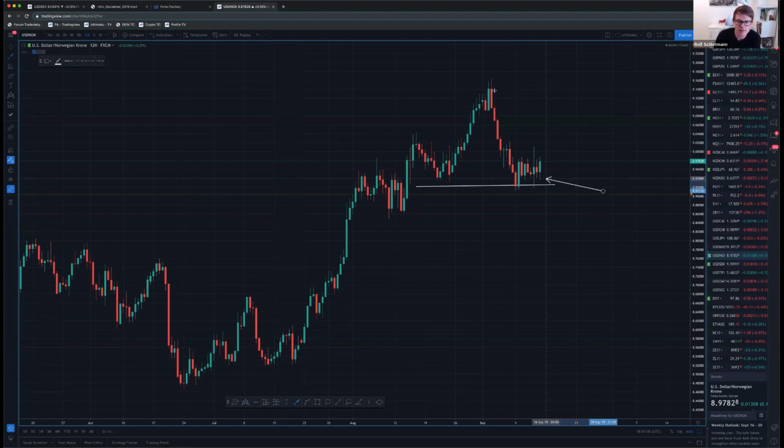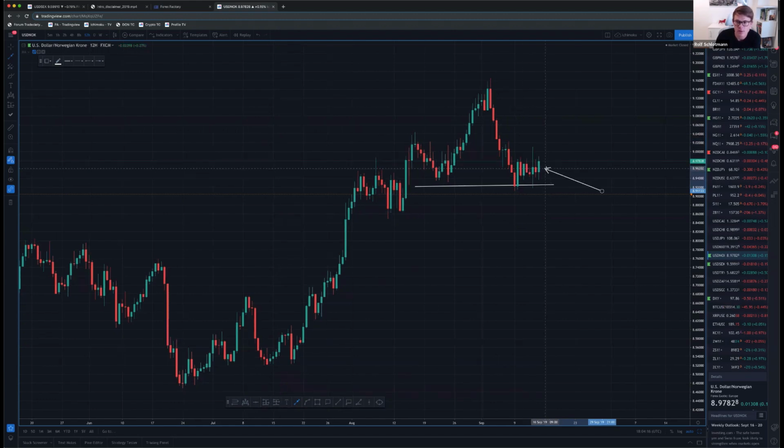You can see here we have the left shoulder, the head, and the right shoulder. In this case, the right shoulder is significantly lower than the head, which is a really good add-on. This shows that the bulls, the buyers, were not able to move price much higher. There's a lot of selling pressure already, and not that many buyers anymore. This is a good add-on to a head and shoulders.